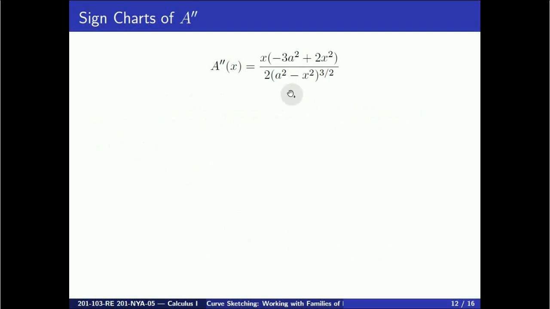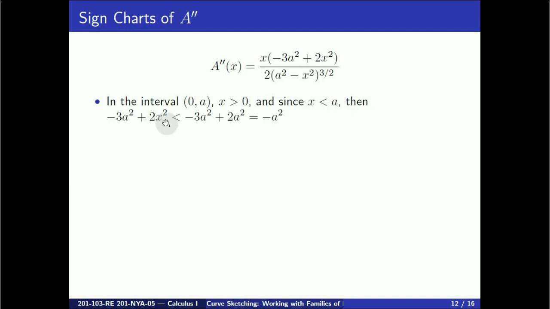The sign of a prime prime also depends only on its numerator. Because a prime prime is defined and has no roots within the interval, its sign is either entirely positive or entirely negative. So this means that the function is either concave up or concave down, but not both. Now in the numerator, the first factor x is clearly positive, and the second factor, minus 3a squared plus 2x squared, is less than minus 3a squared plus 2a squared, because a is the largest possible value for x in the interval.